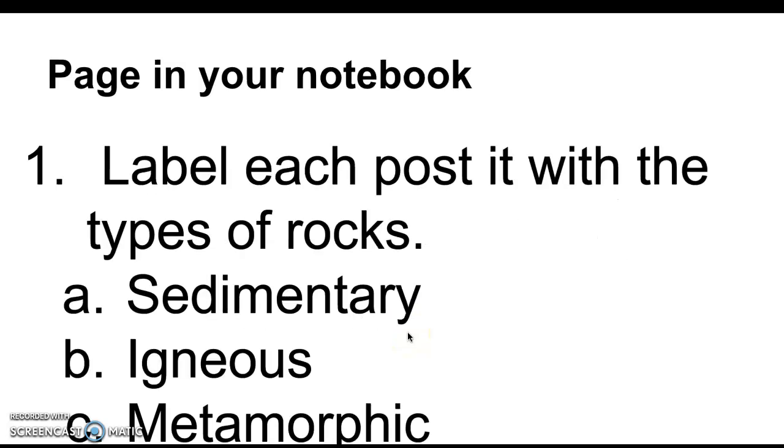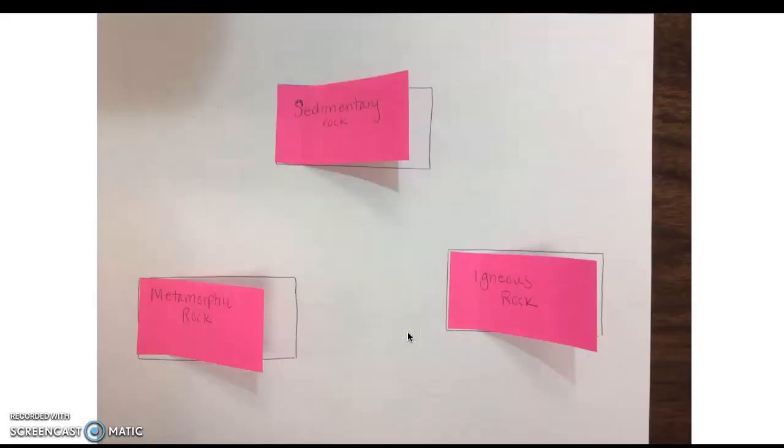All right. So first, on page 9 of your notebook, you are going to label each post-it note with the types of rocks. So on one post-it note, you'll write sedimentary, on one you'll write igneous, and one you'll write metamorphic. Then you'll place them on your page like this. So pause the video and put them on there. I would turn your notebook sideways and put them on there. Also, if you notice, I traced the post-it note, so there's kind of a box behind it. That might be important for the next step.